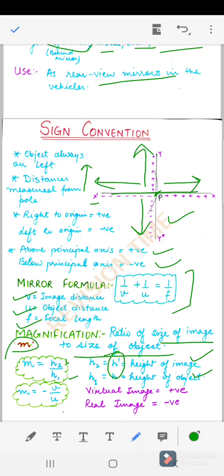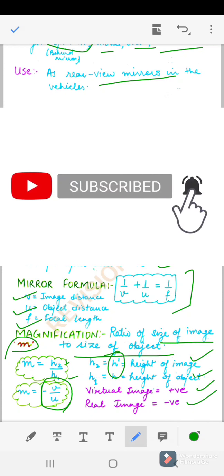Another formula we have is m = -v/u, where v is the image distance and u is the object distance. For a virtual image, magnification is always positive, as well as the height of the image is always positive, right? For a real image, it is always negative, and the height of the image is also negative here, right?